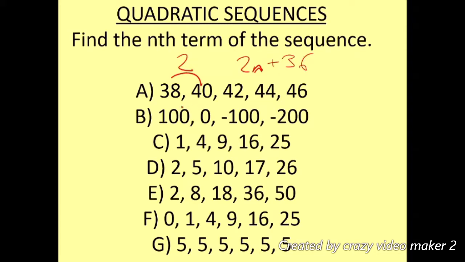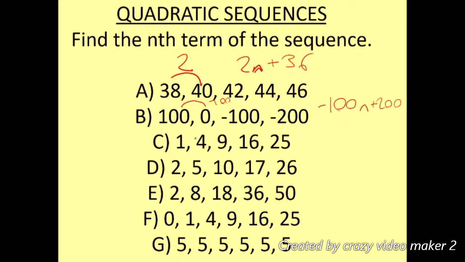My next one, again, my difference here is minus 100. And that's consistent throughout the whole sequence. So I know it's linear, so it's going to be minus 100n. Okay, and then it's going to be plus 200. Because to get from 200 to 100, minus 100.